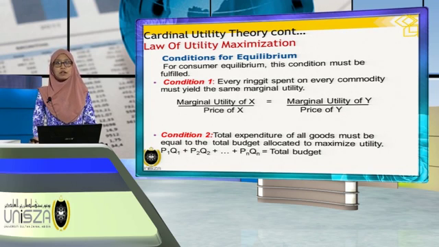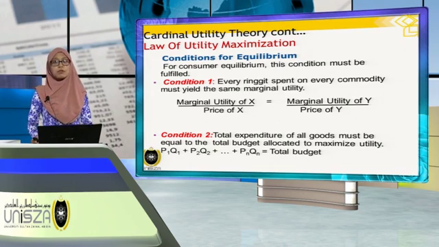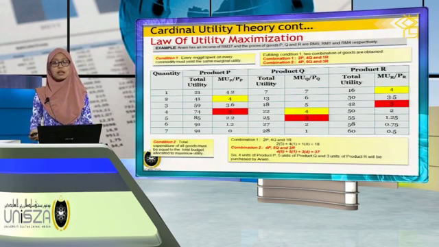As for condition 2, the total expenditure on all goods must be equal to the total budget allocated to maximize utility. Let's take a look at this example.